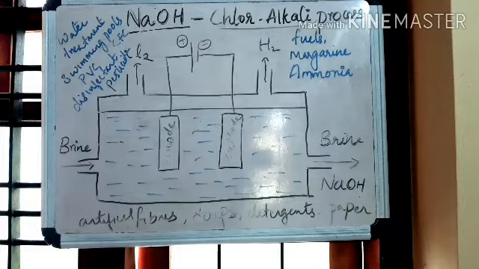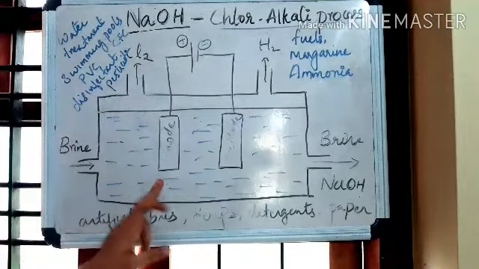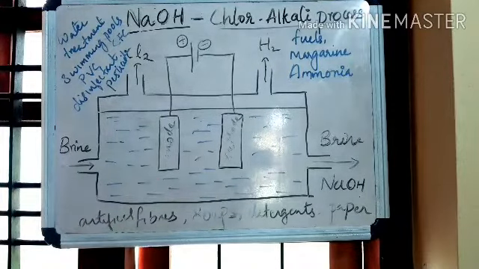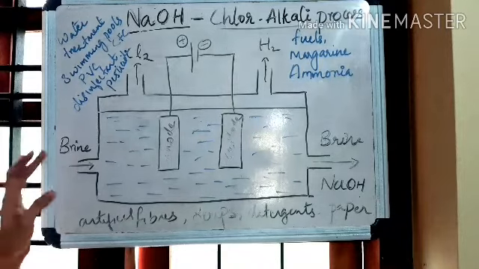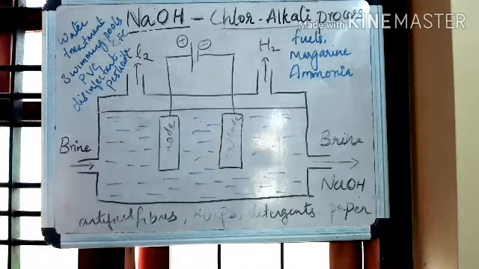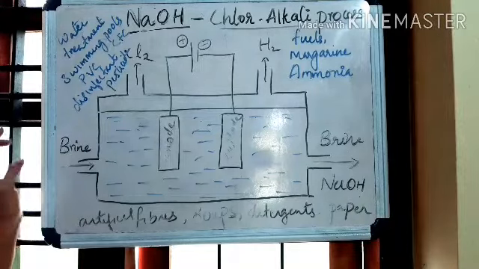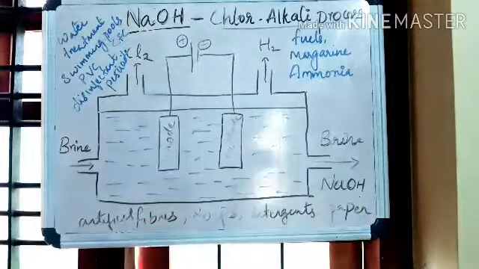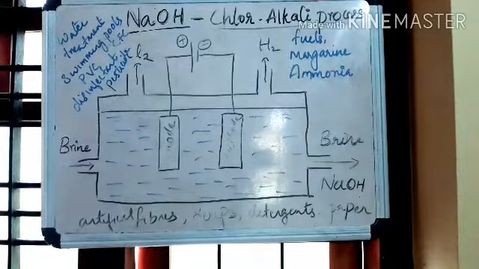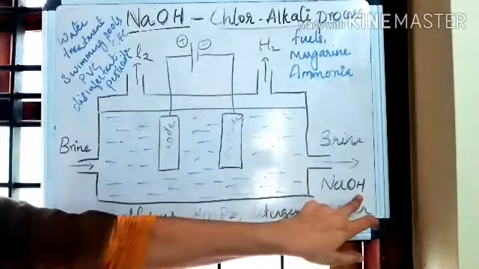Sodium hydroxide is prepared using brine solution. How? By passing electricity through it. So which are the products over here? Sodium chloride, which is the brine solution, so sodium chloride plus water, H2O, will be there. It will give chlorine, hydrogen and sodium hydroxide. Since chlorine is also produced over here, and NaOH is also produced over here.